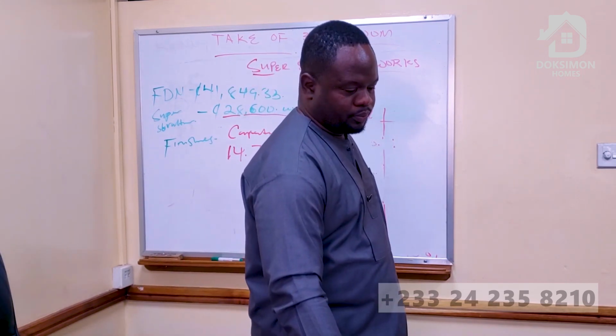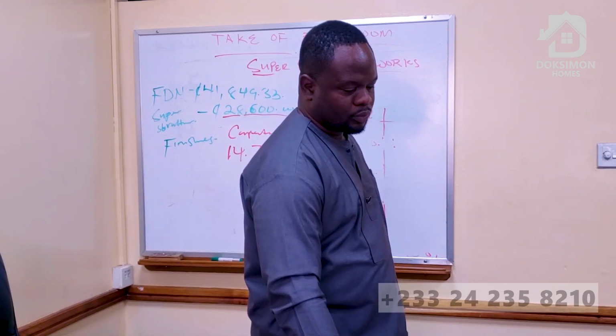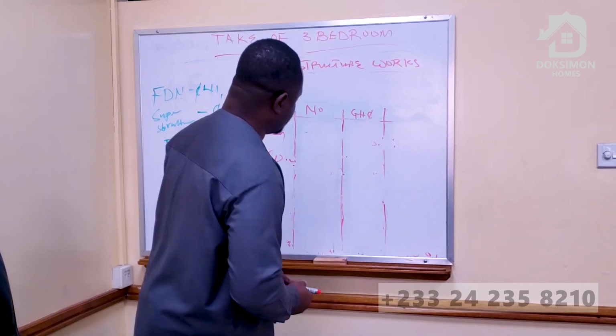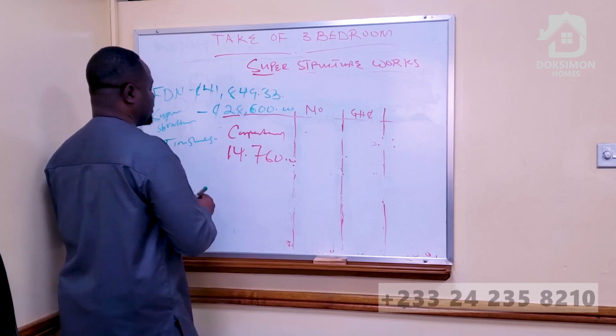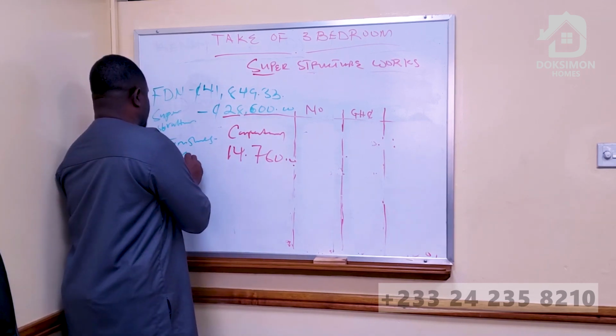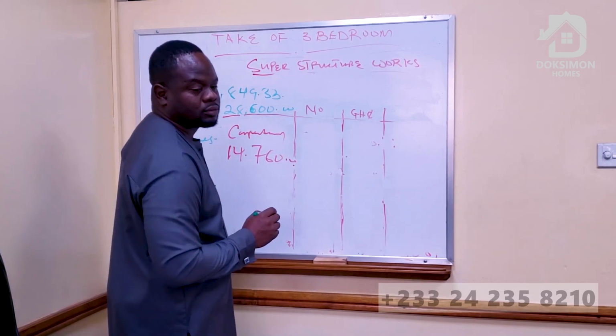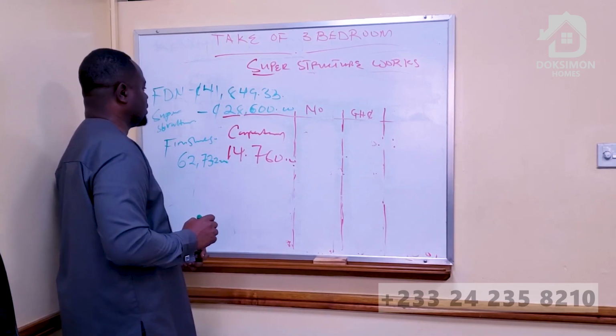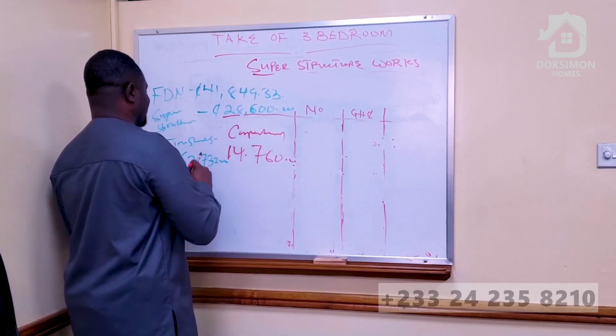Okay, so these are the areas. Better still, the finish gives us 62,732 Ghana cedis. Only.